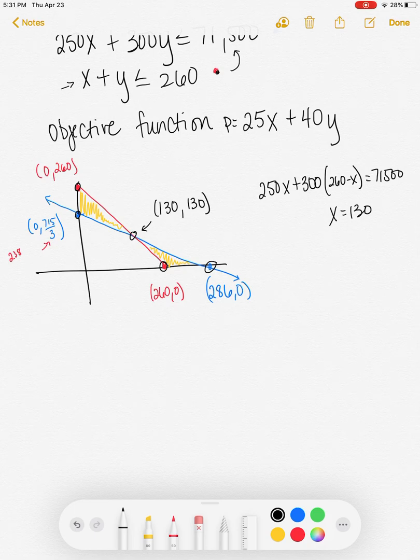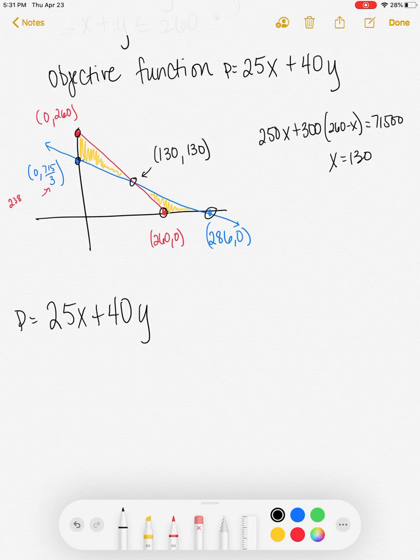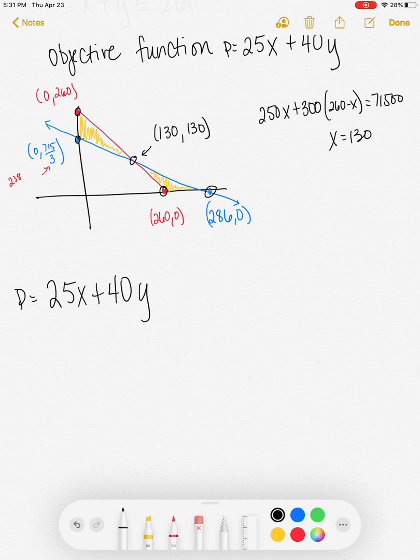So you remember we're supposed to test all of these vertices. So we test in our objective function. Our objective function is 25x plus 40y. P is equal to, is what I said. Profit is equal to. So we test each one of these in. I don't know if you noticed this, but two of them you truly don't have to test, because logically speaking, this guy is going to be less than this guy and this guy is less than this guy. But check them all if you didn't see that off the bat.